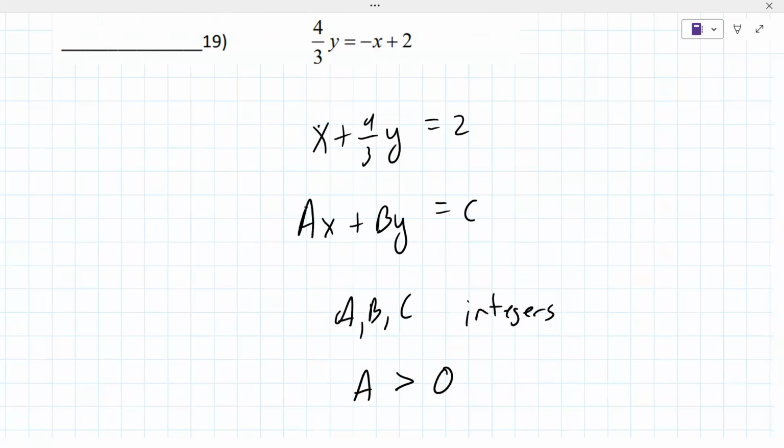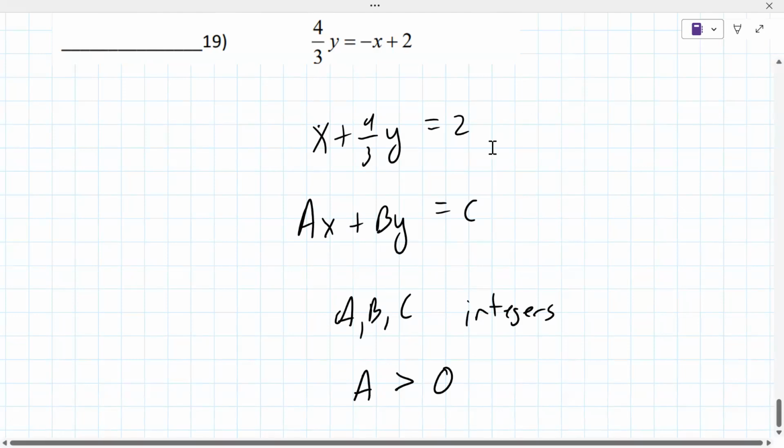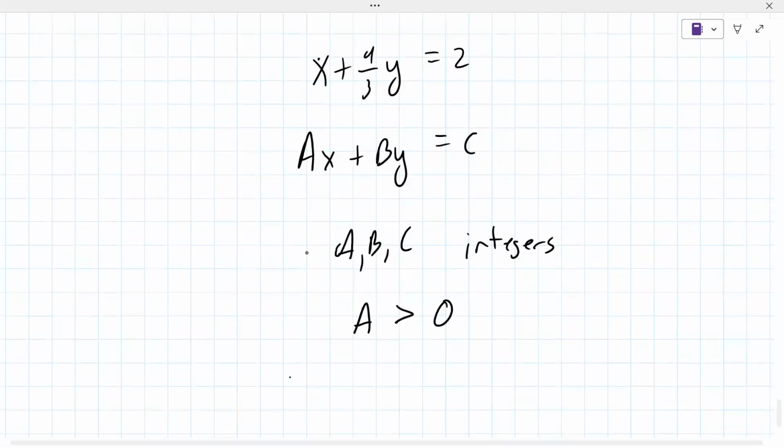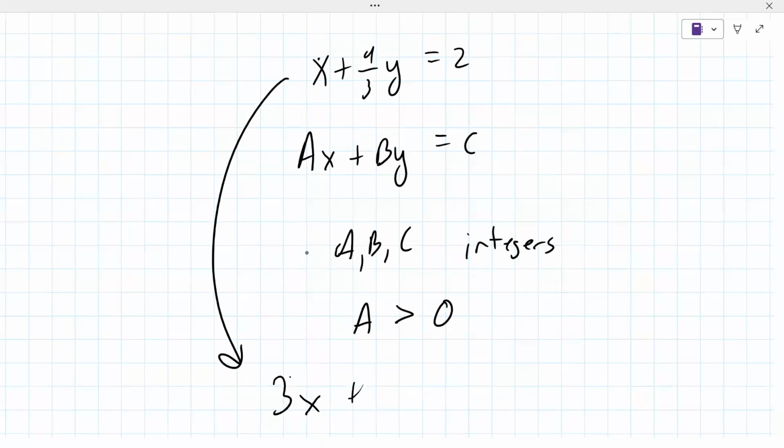So then probably, okay, so 3x plus 4y equals 6. Yeah, I said 3x plus 4y equals what? 6. Multiplying by 3. 3x plus 4y equals 6. Yeah.